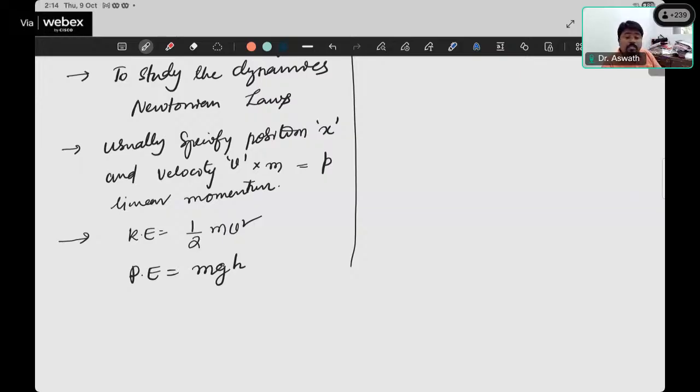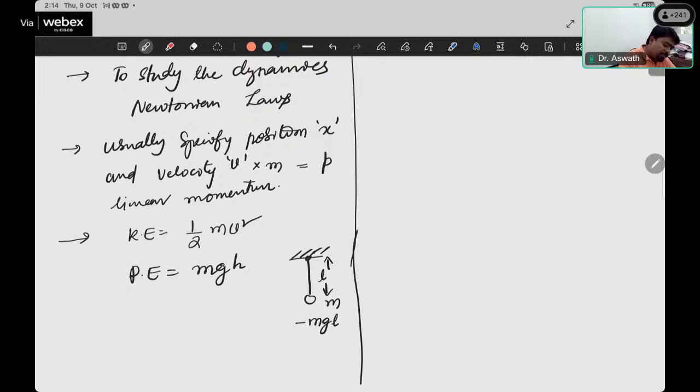Sometimes I find the potential energy negative also. What people mean is, with respect to the ceiling, you hang something of mass M down by a length L. In this case the potential energy is minus mgl, because with respect to the reference it is in the negative direction. So it is all with respect to which reference frame you take the potential energy. Fine. Kinetic energy I know, potential energy I know, and I can represent total energy as kinetic energy plus potential energy.